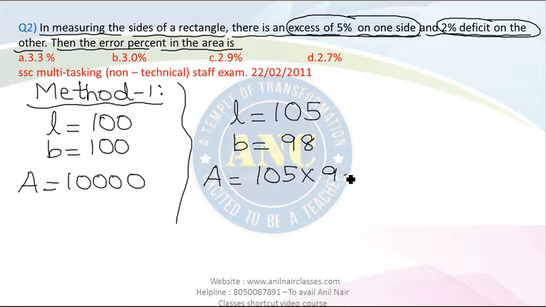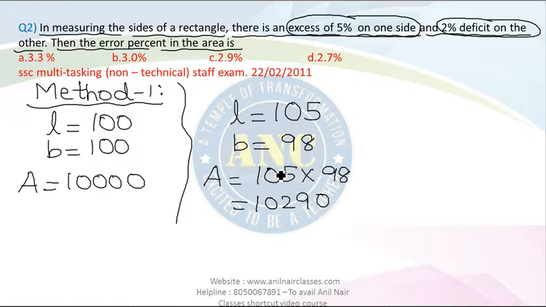105 into 98 is what I need to do. 105 into 98, I will get it as 10290, right? Yes, I have already taught you how to multiply 105 and 98 in my speed maths class, where I taught you a method to multiply two numbers which are closer to each other.